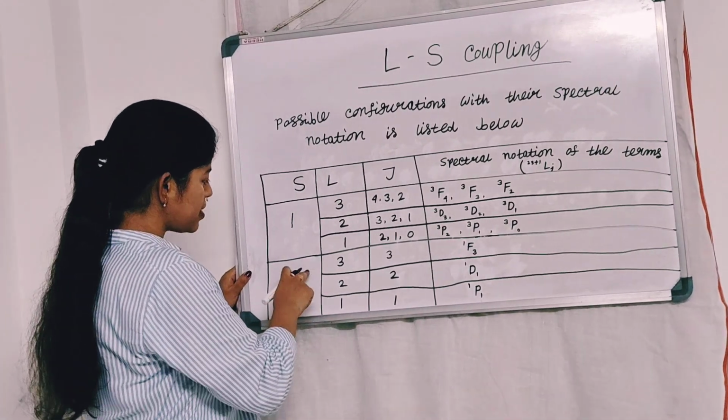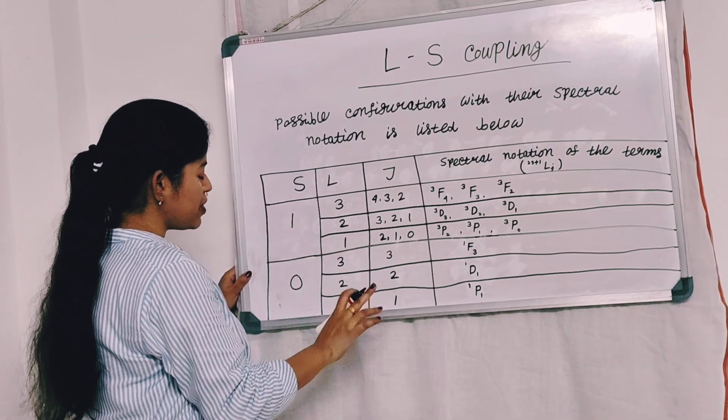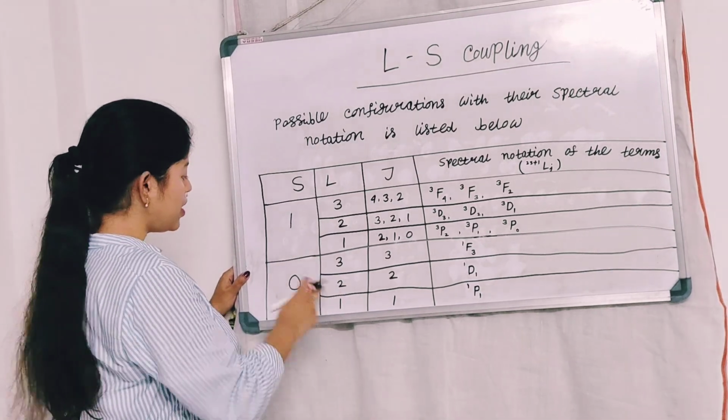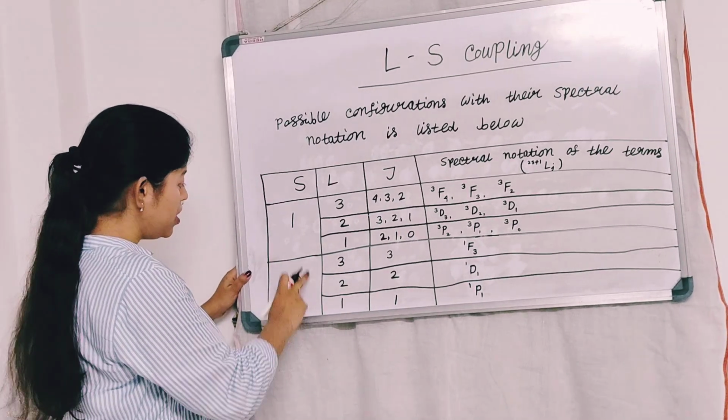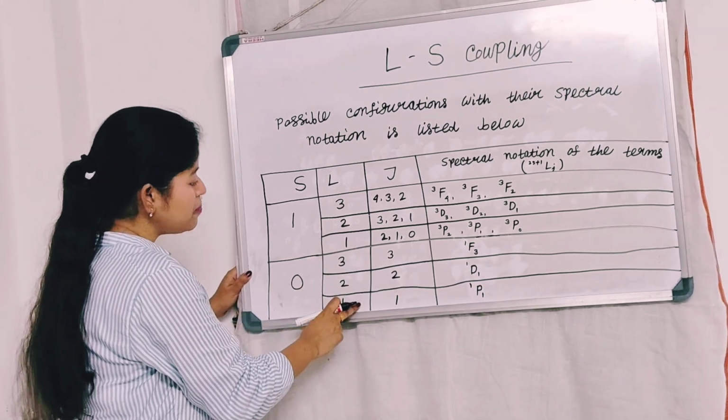In our previous example we have seen that S has two different values, 1 and 0. So we're going to repeat this for S equals 0 also. When S equals 0, the values of L are 3, 2, 1.